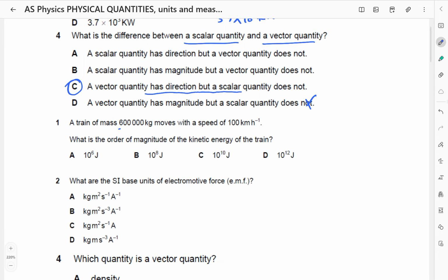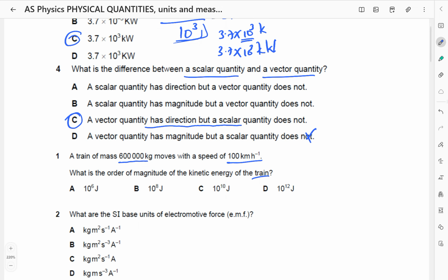A train of mass 600,000 kilograms moves with a speed of 100 kilometers per hour. What is the order of magnitude of the kinetic energy of the train? Kinetic energy. What is very important here is to change the speed from kilometers per hour to meters per second. So the speed will be equal to 100 kilometers, I'll multiply this by 1000 to change it to meters, divide by time, which is 1 hour, and 1 hour is 3600 seconds.